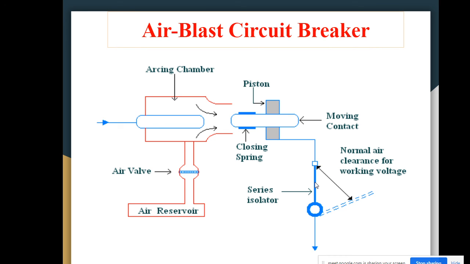It can be used as a part of the circuit breaker. Isolator switch can be used as a part of air blast circuit breaker. This is all about the air blast circuit breaker. Are you clear?